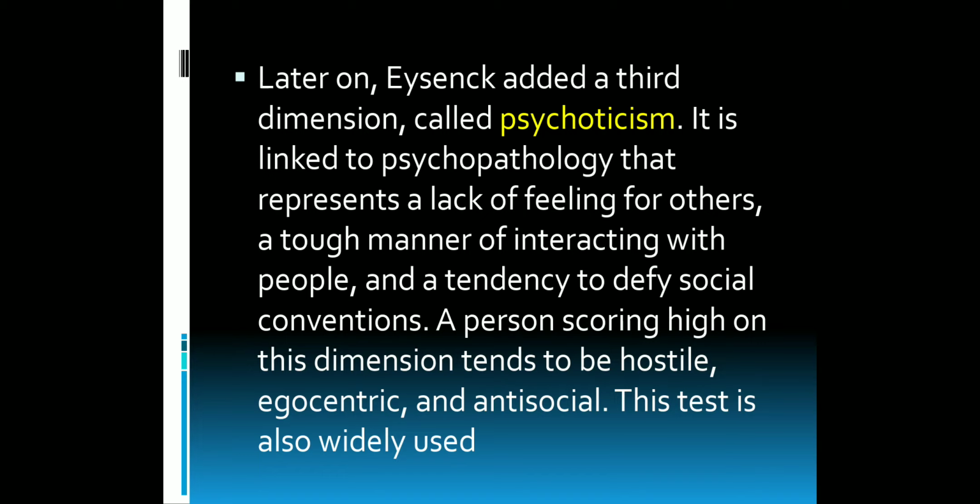that represents a lack of feeling for others, a tough manner of interacting with people, a tendency to defy social conventions. A person scoring high on this dimension tends to be hostile, egocentric, and antisocial. This test is also widely used. Students, through this test, we also have a fourth dimension, that is the lie score, right? And if a person is telling too many lies, it is reflected in the lie score, and we have to do the test again if the lie score is very high. So it is a very good test where we can assess the personality very easily.